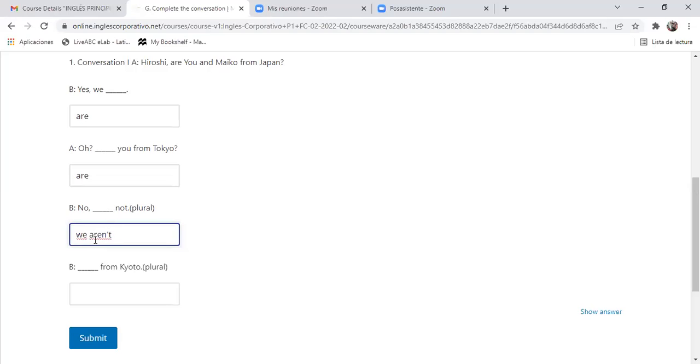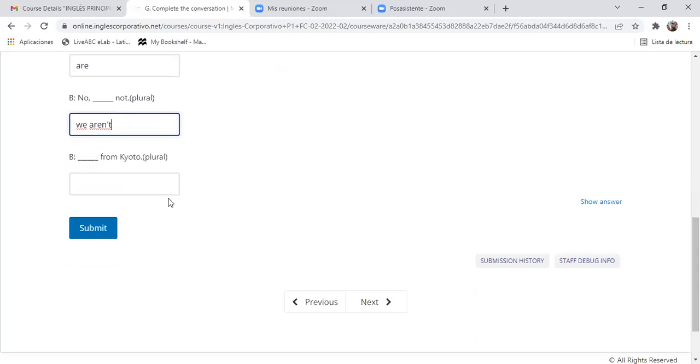Yeah. Así. Oh, podemos también ponerlo. We're not. Entonces lo vamos a poner. We aren't. Para ver si lo acepta así, okay? No, we aren't. And then it says, pero ya tiene not. Oh, sí, entonces we are not. Entonces le ponemos we are not. Very good. And then from we are we're, we are yes, we're. Aquí sí le podemos así, ¿verdad? We're from Kyoto, ¿ya? Vamos a probar así, o le ponemos we are. We are from Kyoto. Yeah.